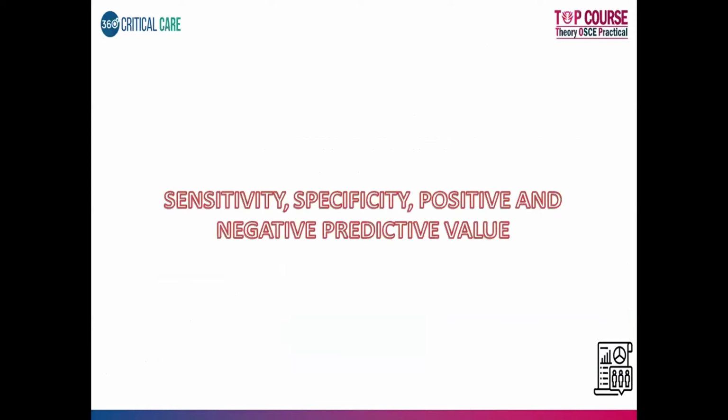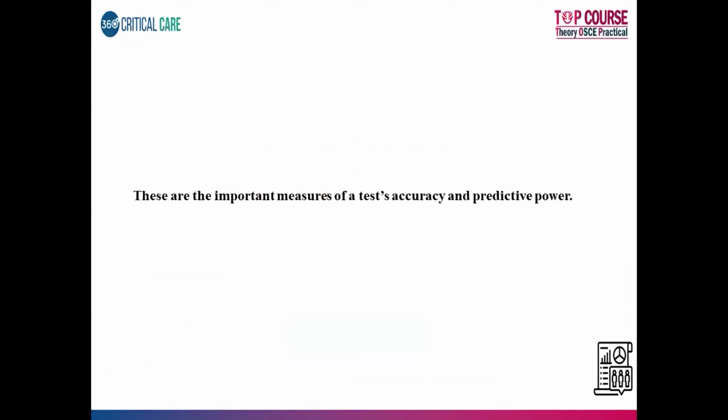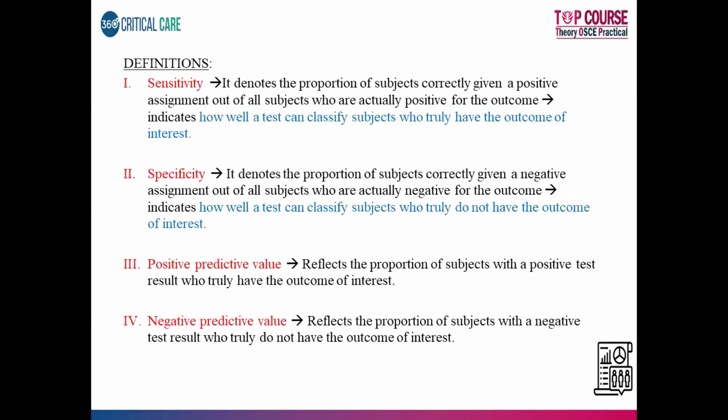So first I would be discussing sensitivity, specificity, PPV and NPV. So what are all these four components? These are nothing but important measures of a test's accuracy and predictive power. So we'll go to the definitions.